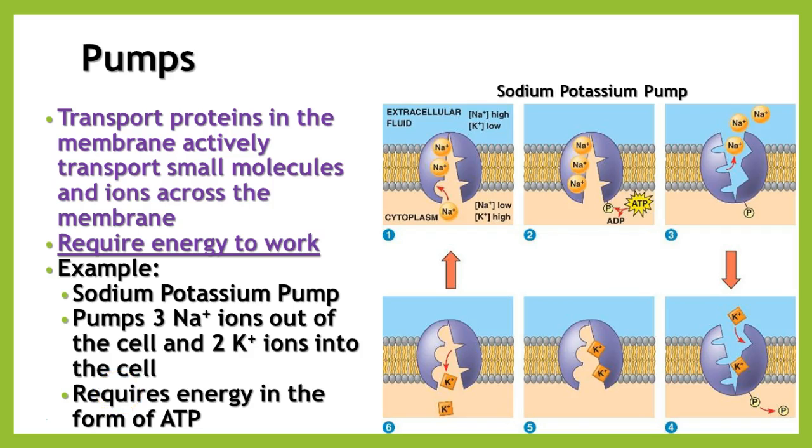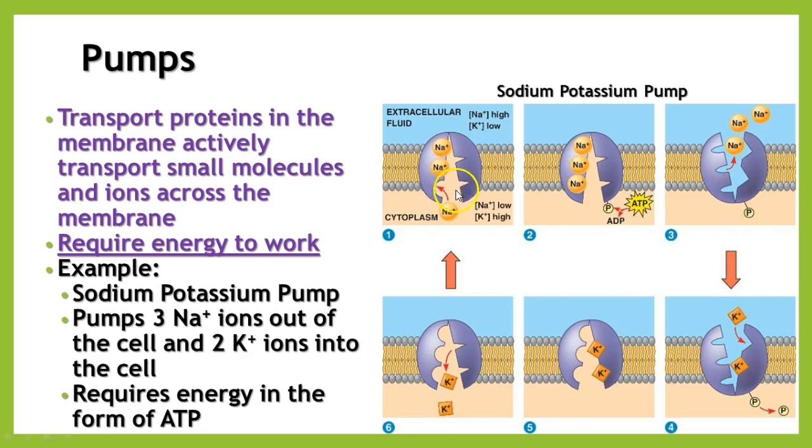So one kind of transport protein that will take care of this process is something called a pump. These are transport proteins that actively transport small molecules like ions across the membrane against their concentration gradient. This does require energy to do work. A good example of a pump is a sodium-potassium pump. The sodium-potassium pump makes sure that you have the right concentration of sodium ions outside the cell and potassium ions inside the cell so the cells can work properly. This is especially important for things like nerve cells and muscle cells.